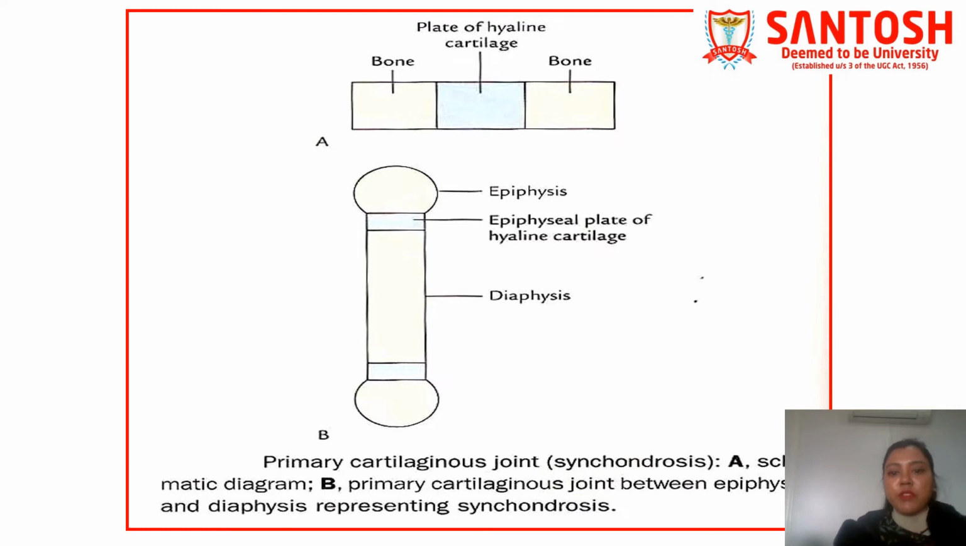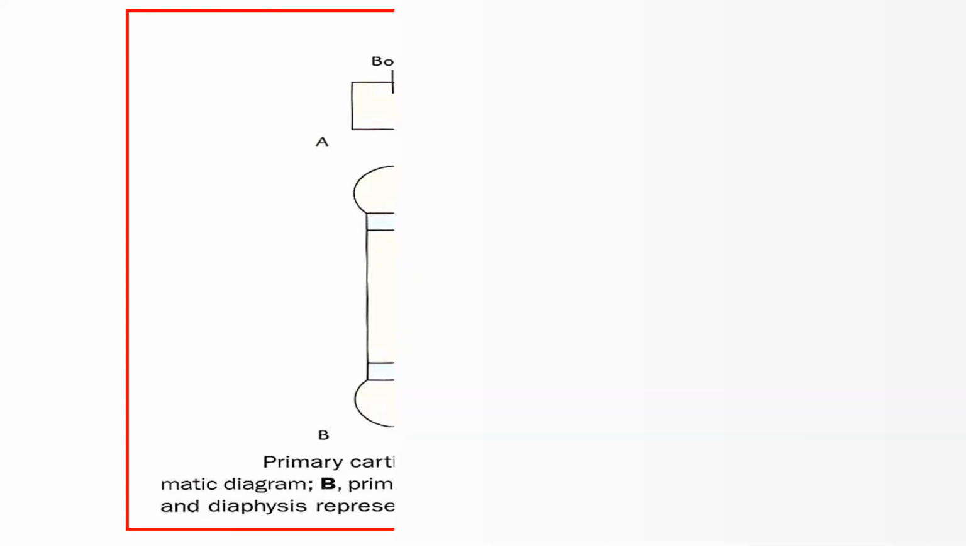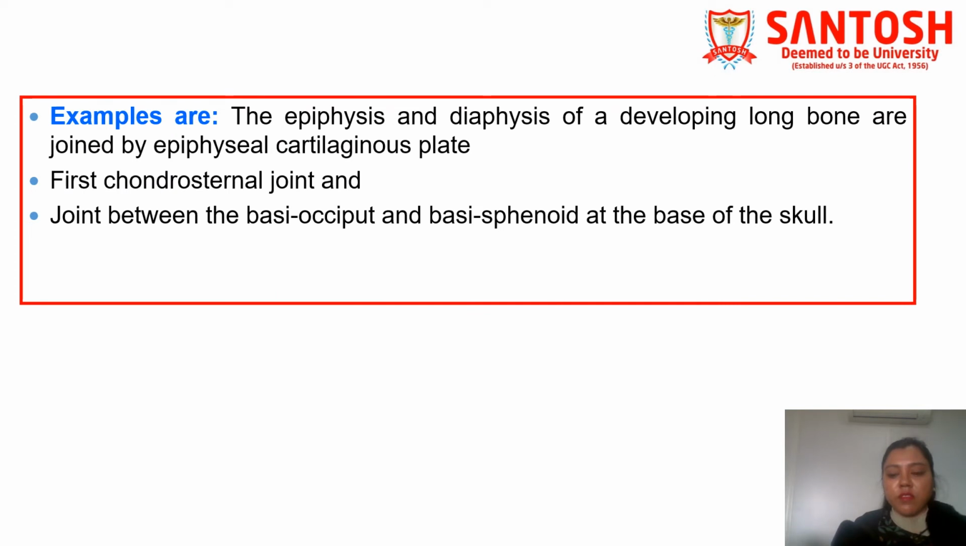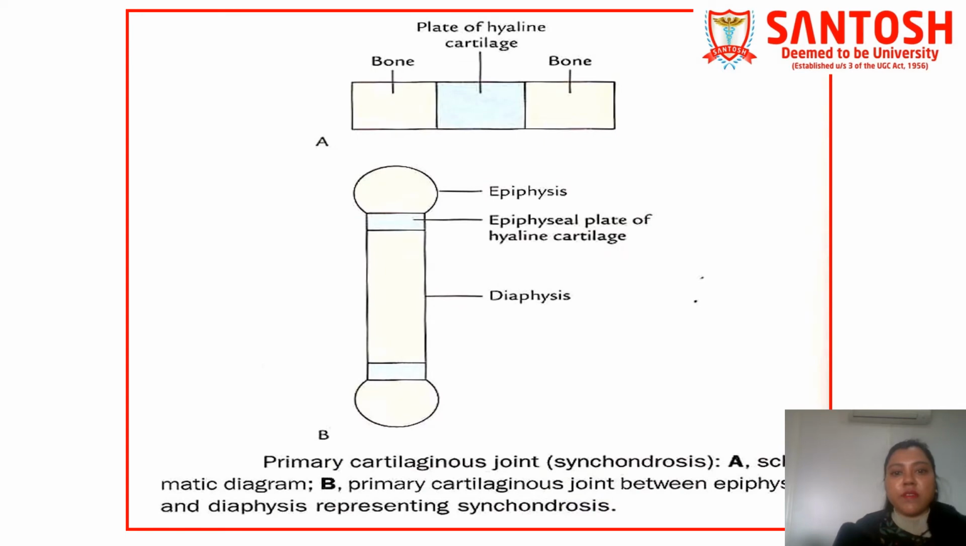The joint between the epiphysis and the diaphysis represents the synchondrosis. Examples are the epiphysis and diaphysis of the developing bone, joined by the epiphyseal cartilaginous plate, the first chondrosternal joint, and the joint between the basi-occiput and the basi-sphenoid of the base of the skull.